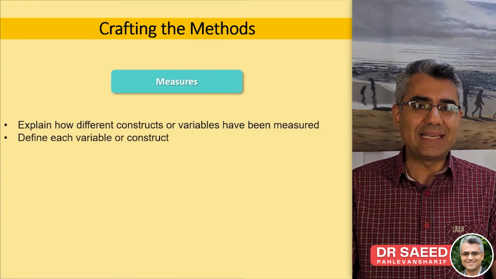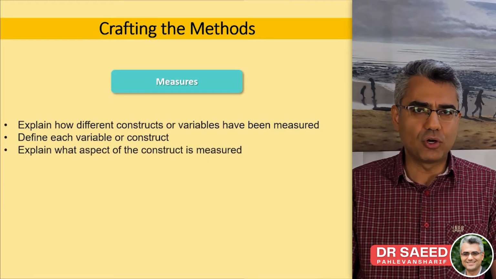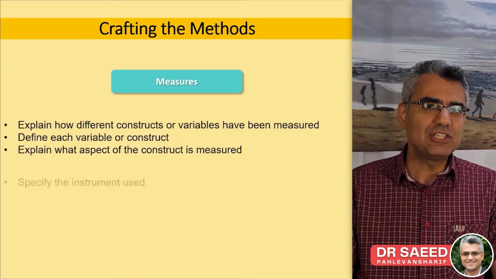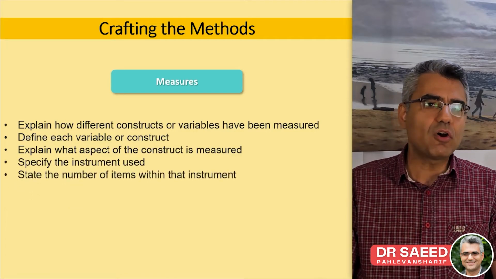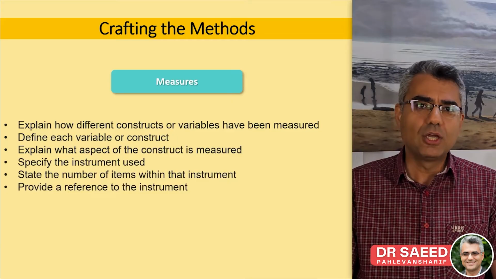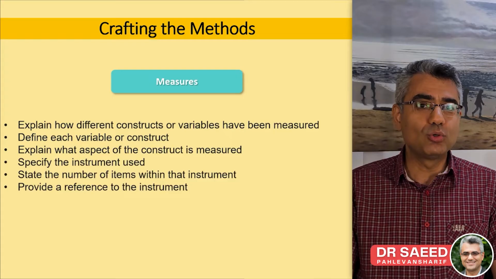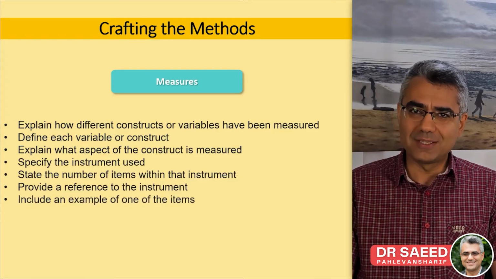Specifically, you should define each variable or construct and explain several aspects of the measures. For example, what aspects of the construct is measured, what instrument is used, the number of items in the instrument, and a reference to the developer of the instrument or the source you borrowed the instrument from, and include an example of one of the items.